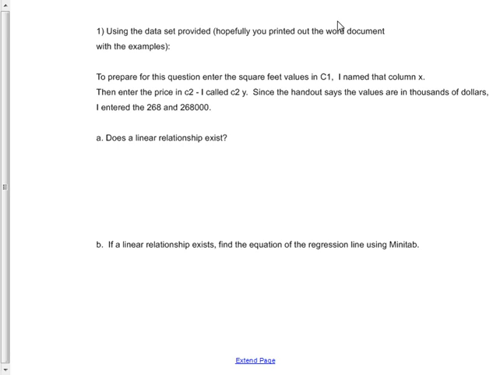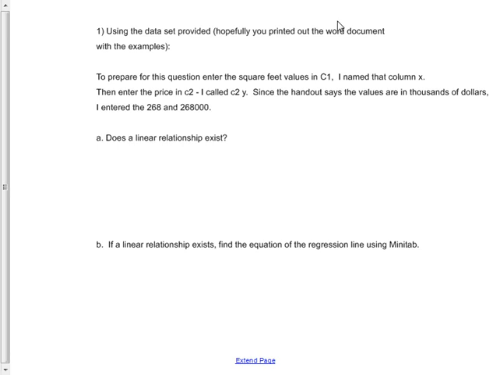Alright, what I'd like you to do to start is enter the data set into Minitab. What we want to do is in column 1, C1, type in all the square footages. Title it X or square feet or whatever you want. I'm just going to title that X. Then type in all the prices into column C2.